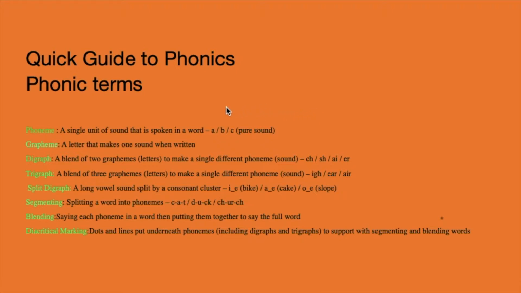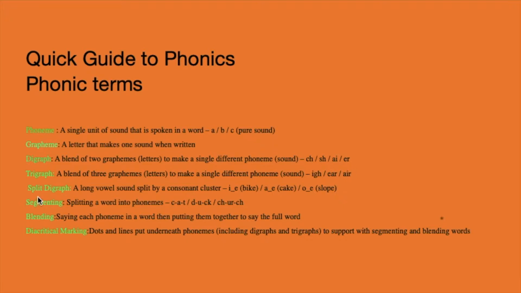So before we get started into the different sounds that we have in our phonics lessons, there is a range of vocabulary that you might come across when helping your child with their homework. So first of all, we have the word phoneme, and phoneme is just the word for a single unit of sound that's spoken in a word. And a grapheme is when you take that letter and it makes a single sound, like a, b, k. Sometimes you join more than one letter together to make up a sound, two graphemes making a single sound.